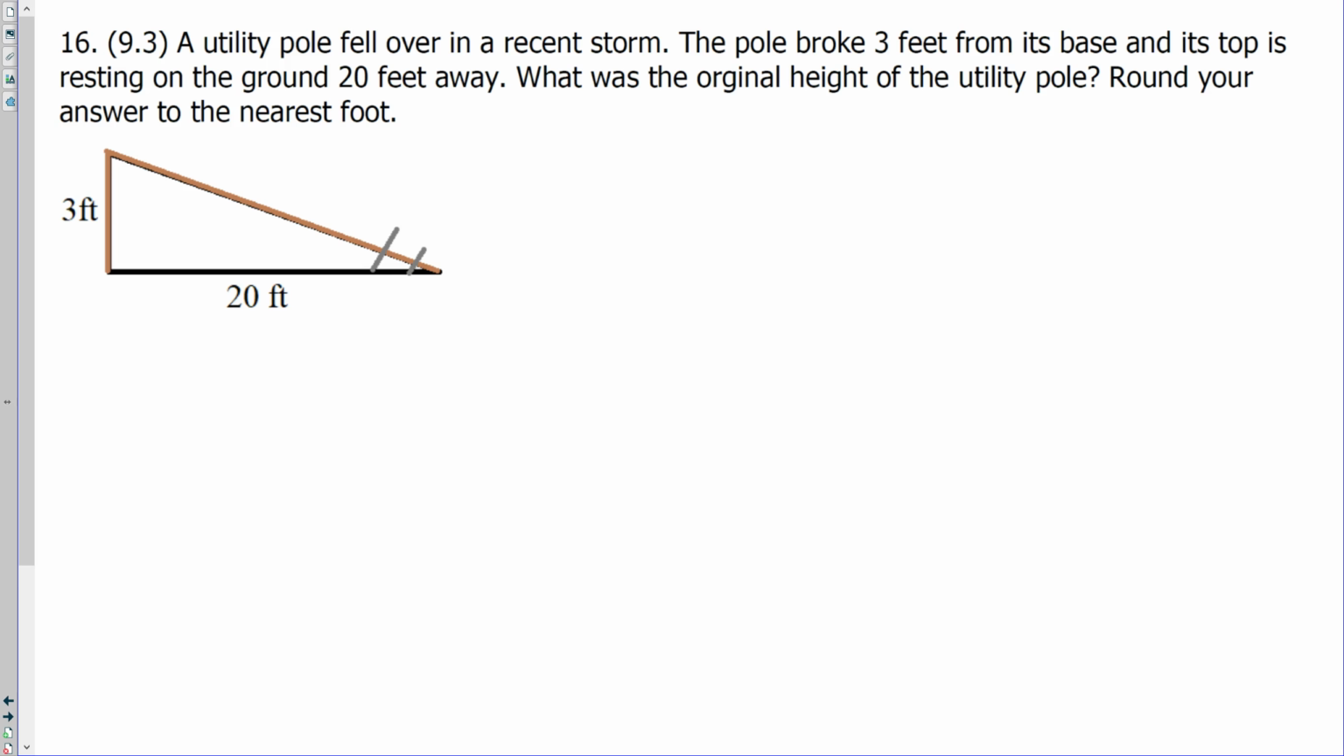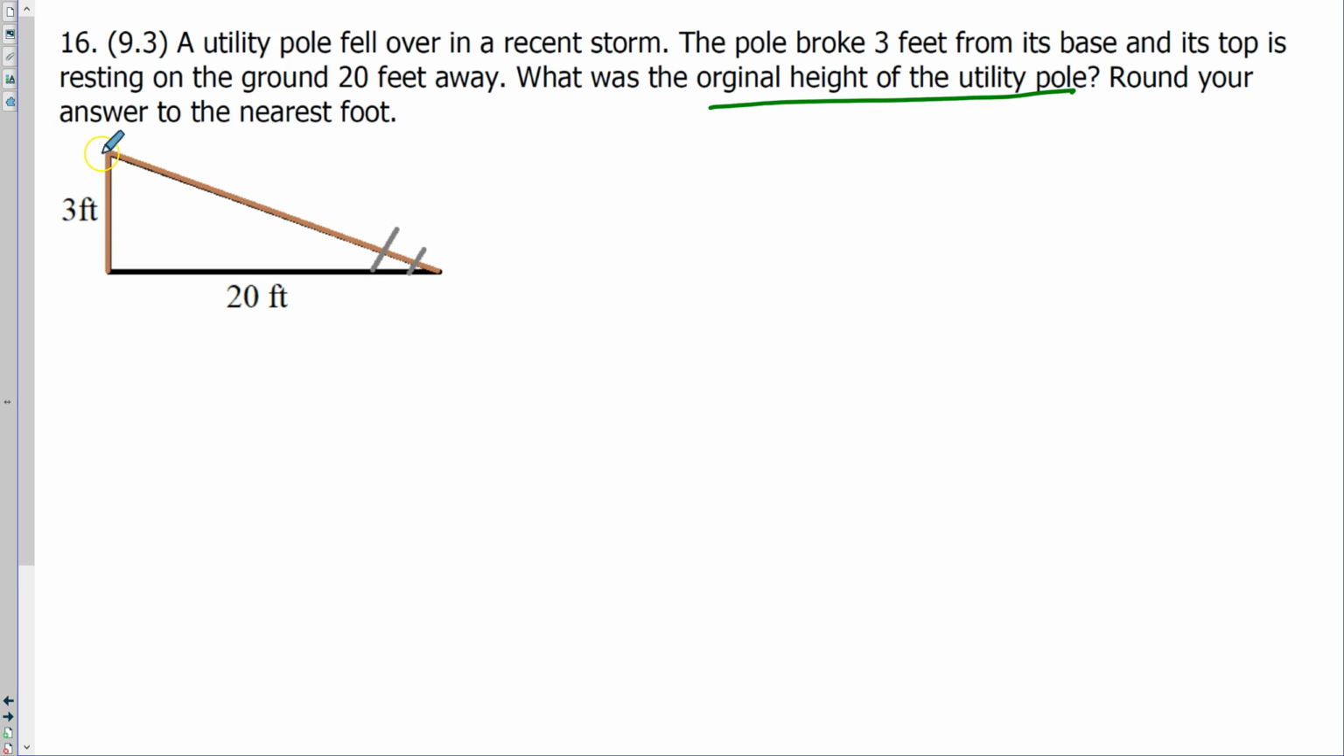So a utility pole fell over in a recent storm. The pole broke 3 feet from its base, and its top is resting on the ground 20 feet away. What is the original height of the utility pole? Round your answer to the nearest foot. So we can see here they labeled the information in our diagram. So here's the height of our pole where it broke. Right now it's laying on the ground. The tip of it is 20 feet away. And we want to figure out the height of the original pole.